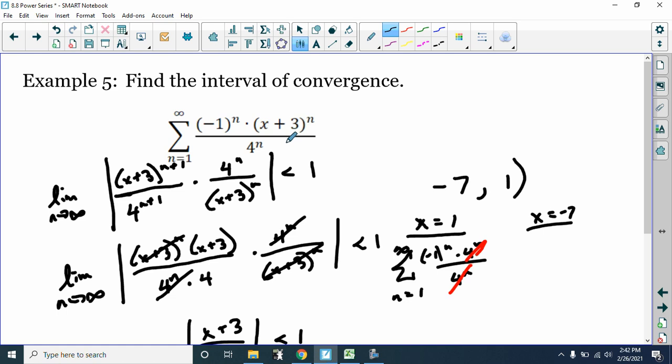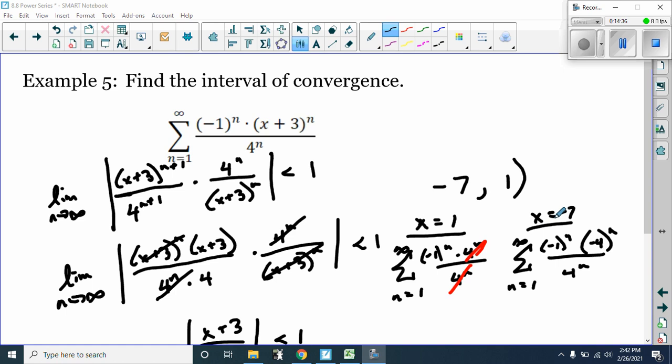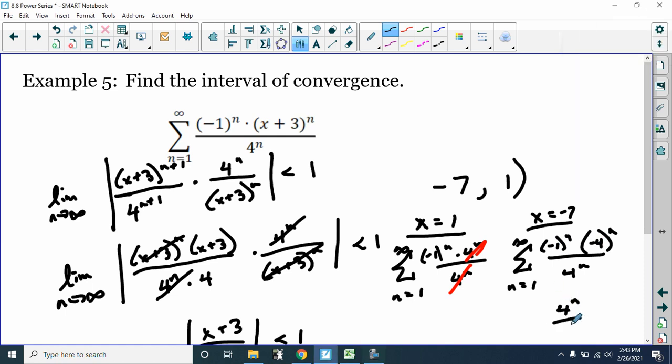If x equals -7, I would have this, (-1) to the n times (-4) to the n divided by 4 to the n. (-1) to the n times (-4) to the n. If they have the same exponent here, you can multiply their bases. It's the same thing as 4 to the n divided by 4 to the n. Canceled everything out. So this is just going to give me 1. 1 plus 1 plus 1 plus 1 plus 1 does not converge. Interval of convergence is -7 to 1, not including either one.